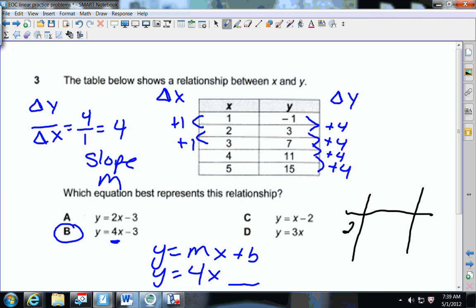Because if I had 2 and 3, and I put in there 4 times 2, that gave me 8. I would have to subtract 5. So this would not even be the right answer. The equation would be y equals 4x minus 5. That should have been the right answer, and they didn't have that on this paper.